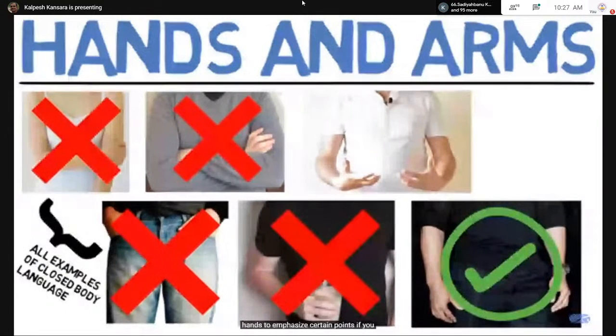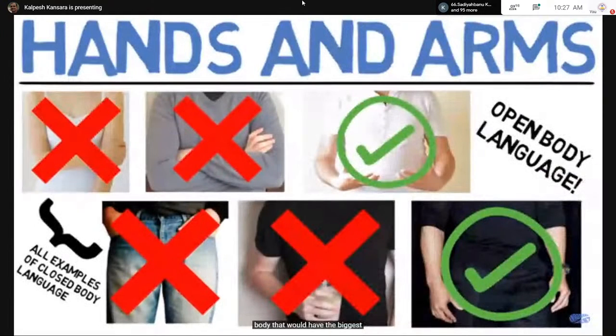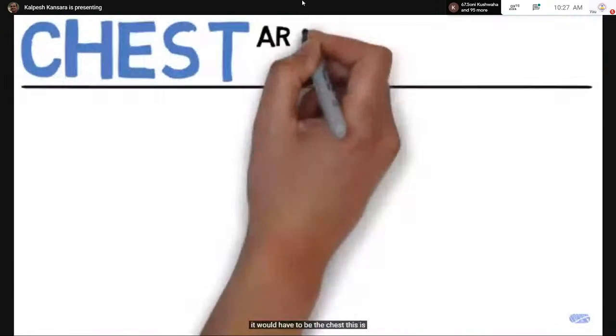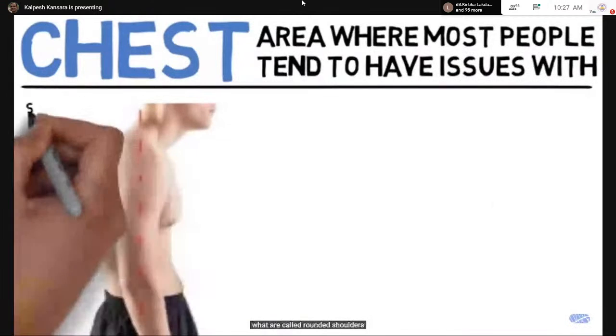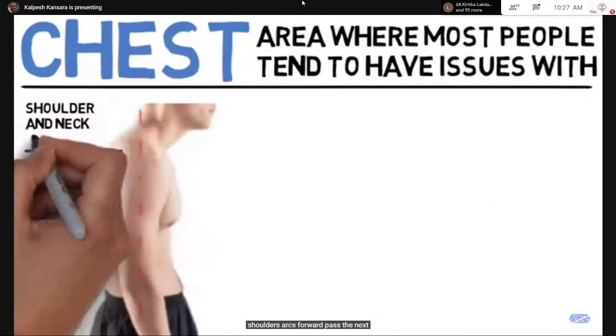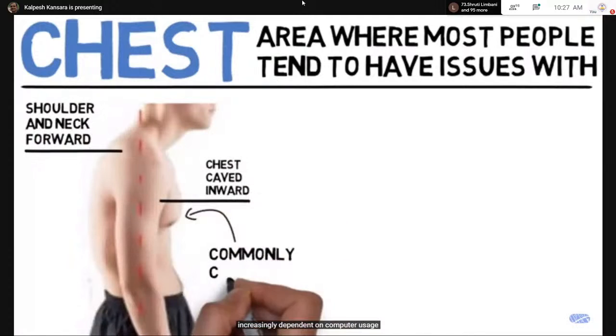If you were to ask me to adjust one part of the body that would have the biggest influence on how people perceive you, it would have to be the chest. This is actually the area that people have problems with the most. A lot of us have what are called rounded shoulders. Our shoulders arc forward past the neck, largely due to our culture, which is increasingly dependent on computer usage.